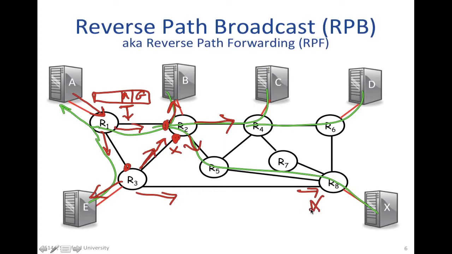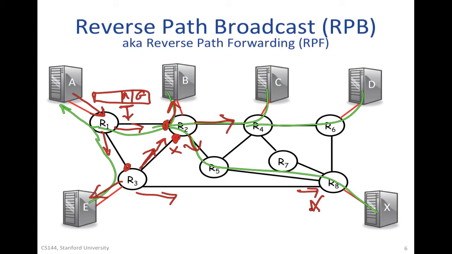And you can convince yourself that there, in fact, will be no loops because packets will follow that spanning tree that has already been built. It's sort of a clever idea, and you can see why it's called reverse path broadcast, because it's using the spanning tree that is in the opposite direction.